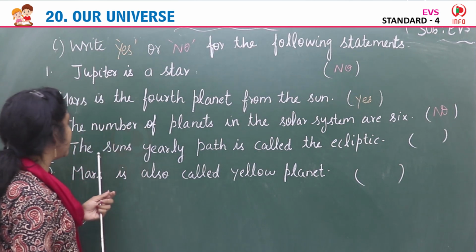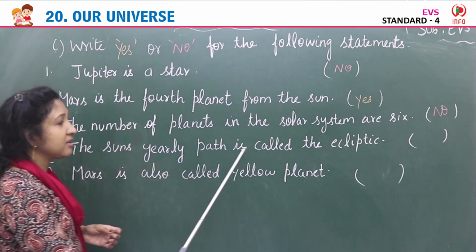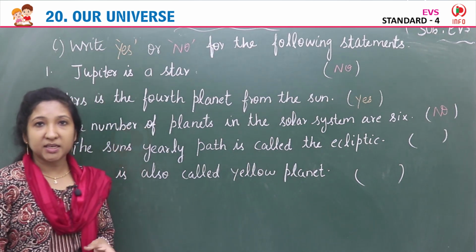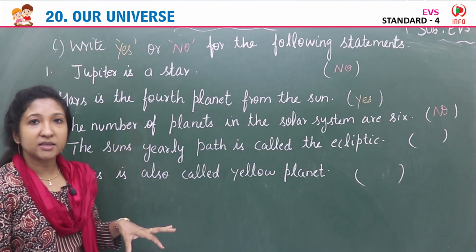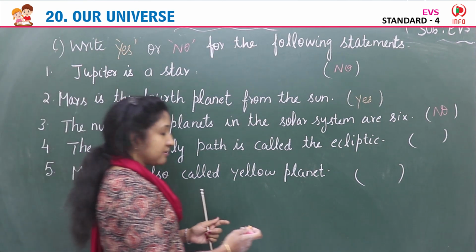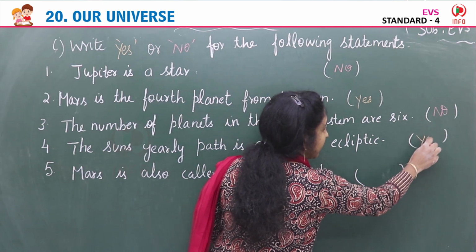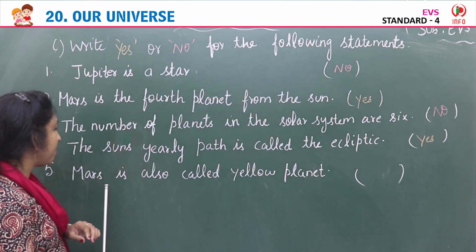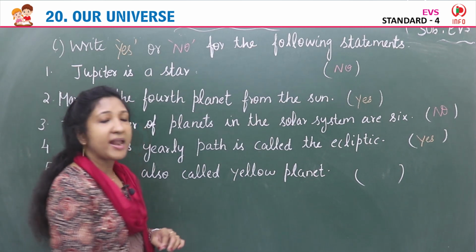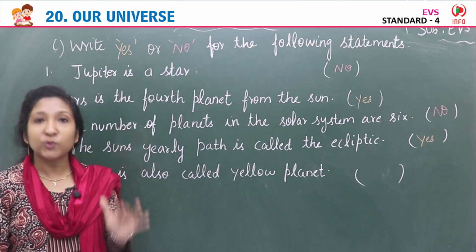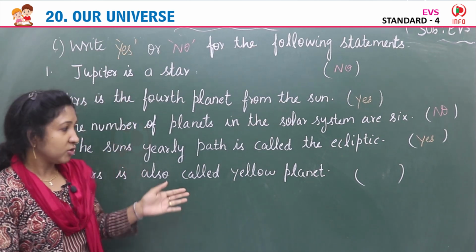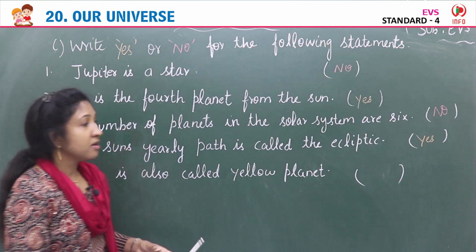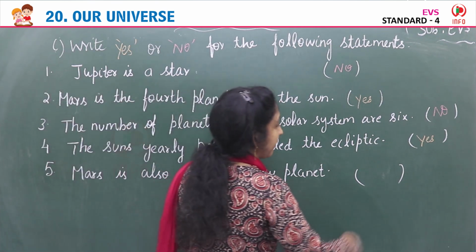Next, fourth one, the sun's yearly path is called the ecliptic. Yes, the sun's yearly path is called the ecliptic. It is a correct statement, so you can write yes in the brackets. And last one, fifth one, Mars is also called yellow planet. Mars is also known as the red planet, not yellow. So the given statement is wrong. So you can write no in the brackets.